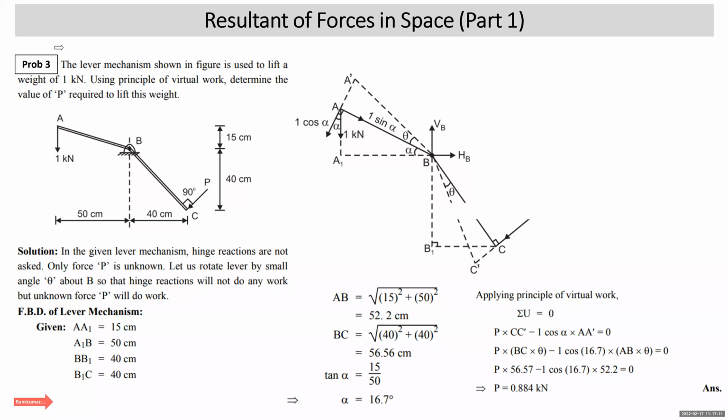Now we come to the third problem. The lever mechanism shown in the figure is used to lift a weight of 1 kilonewton using the principle of virtual work. Determine the value of P required to lift this weight.